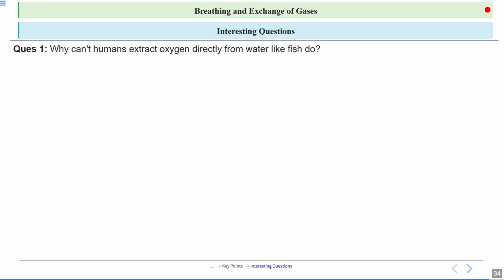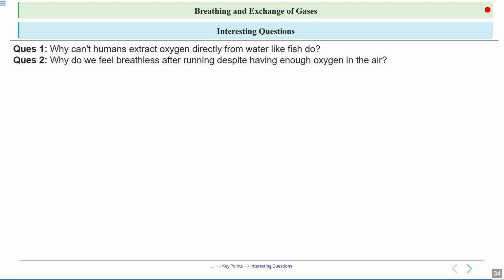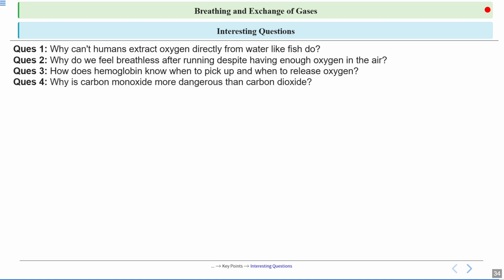Now some interesting questions that you can solve. First, why can't humans extract oxygen directly from water like fish do? Second, why do we feel breathless after running despite having enough oxygen in the air? Third, how does oxyhemoglobin know when to pick up and when to release oxygen? And fourth, why is carbon monoxide more dangerous than carbon dioxide? This we have discussed.